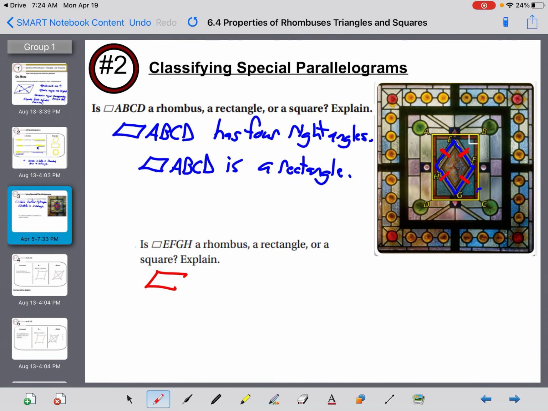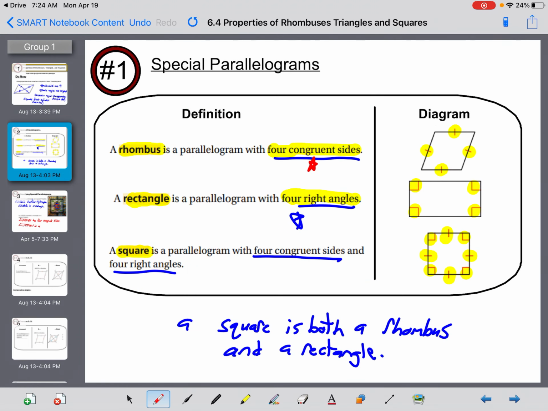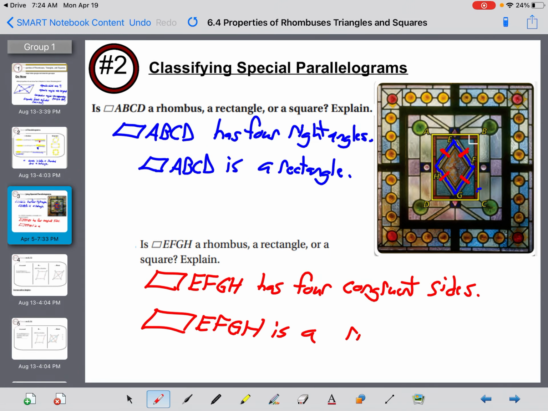So parallelogram EFGH has 4 congruent sides, so parallelogram EFGH, with 4 congruent sides right here, is a rhombus.